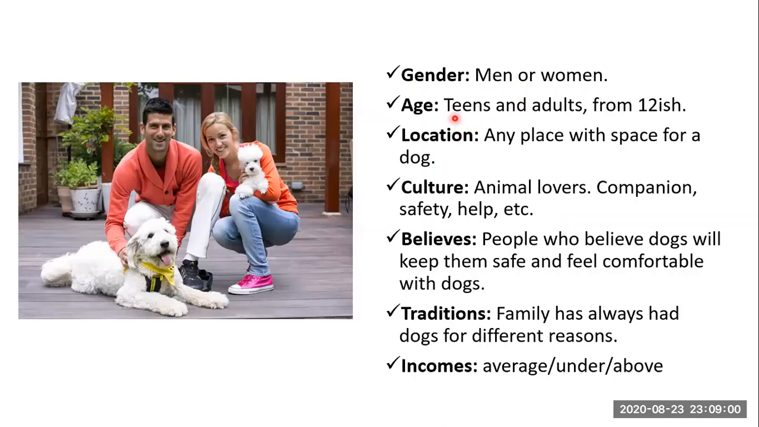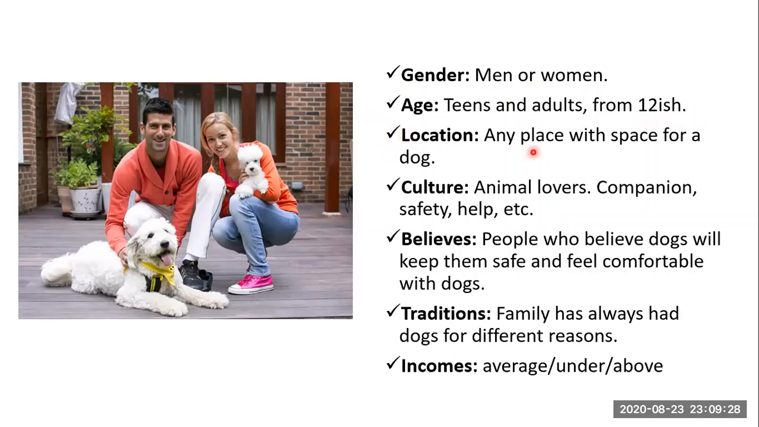Age, probably teens and adults from about 11, 12, 13 years old, 12-ish, right? Because apparently when you are 11 or 12, you start having your own money and savings. So probably you have a pet and you want to buy a necklace. So this is about the age when teens start handling money.